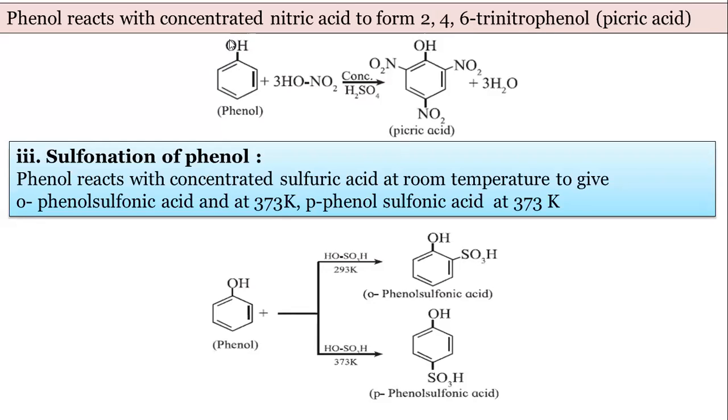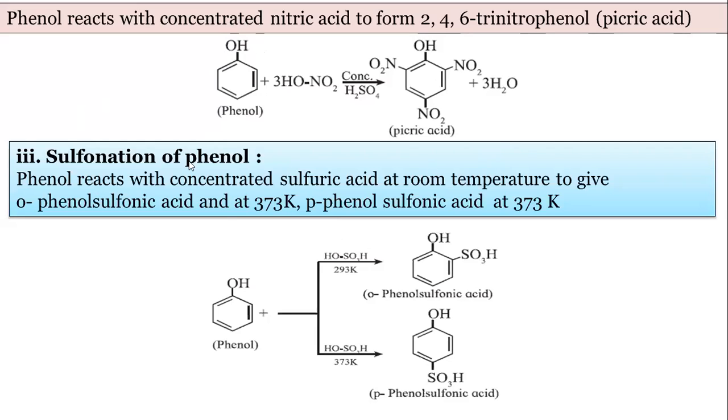If the group attached to the benzene ring is ortho-para directing, we get ortho and para products. If the group attached to the benzene ring is electron donating, we get two products, ortho and para. If the group is electron withdrawing, we get only one product, meta. Remember these things only. Already this is given in chapter number 15, aromatic compounds, in 11th standard.